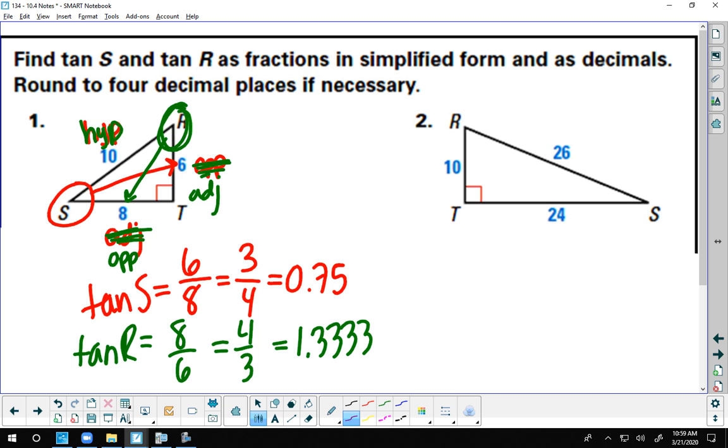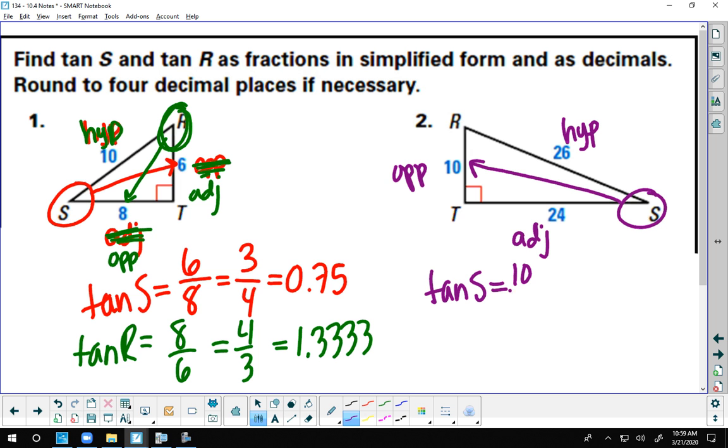So let's do the same thing here. Let's do tangent of S first. So this is hypotenuse. This is opposite because it's across from, and then the remaining side is the adjacent side. So tangent of angle S is opposite over adjacent, which can be simplified to 5/12. And if we do 5 divided by 12 in our calculator, we get 0.4167.